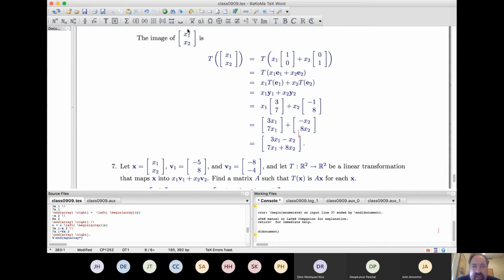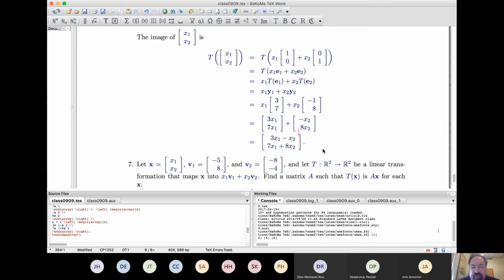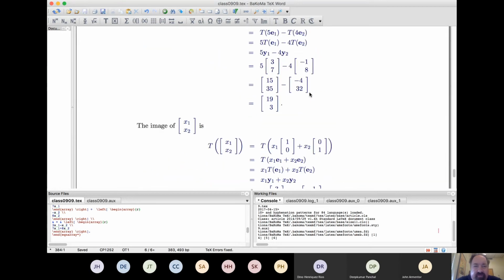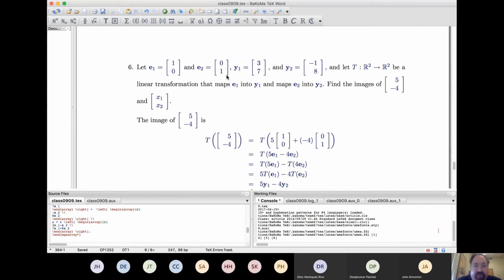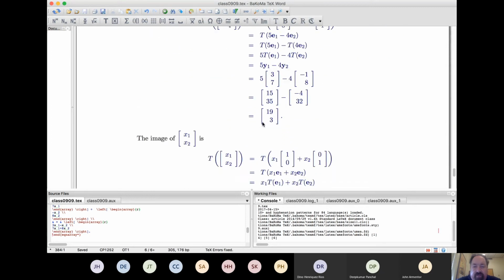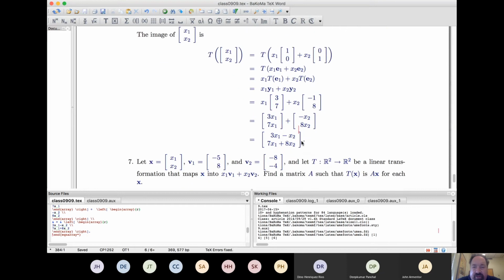Okay. And this is that vector. So for any x that I'm given with components x1 and x2, this is my formula for T of x. So this fully describes my linear transformation. So if you have a linear transformation of n variables, in this case n is 2, and you know what the linear transformation does to e1, e2, and so on up to en, then through a process like this, you can describe the entire linear transformation.